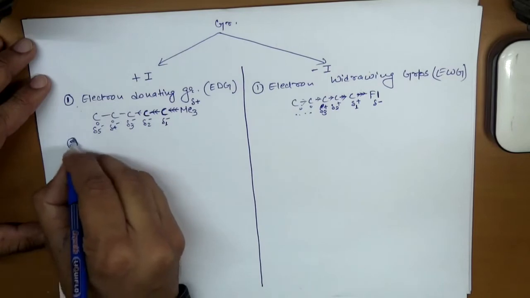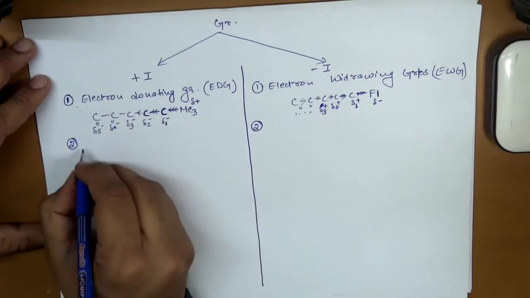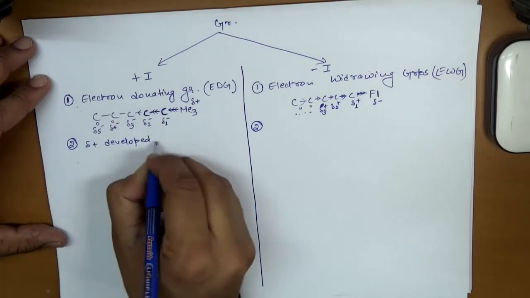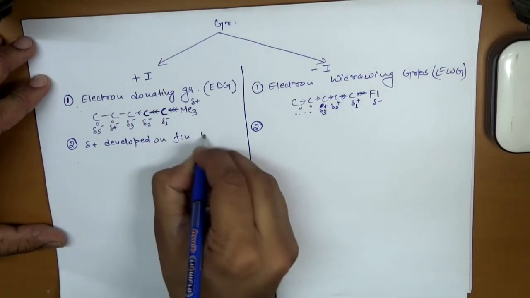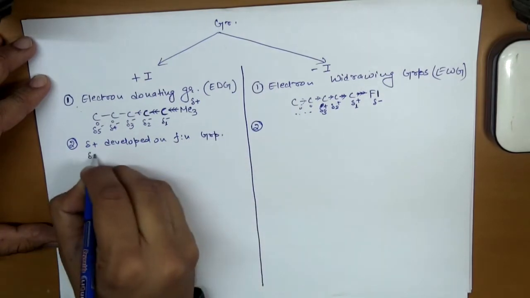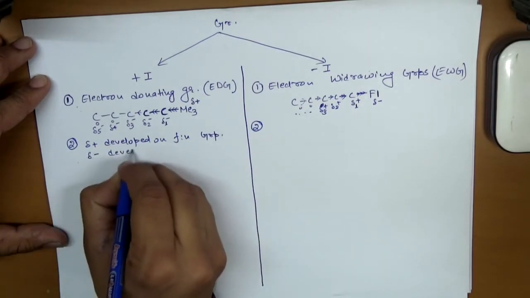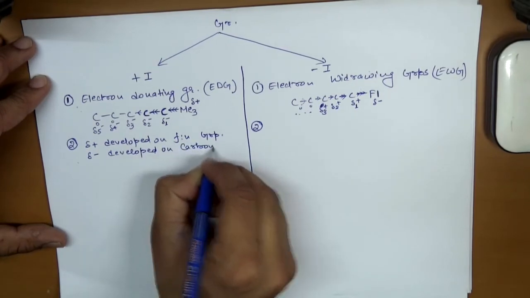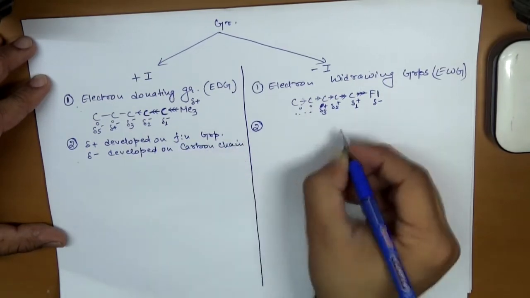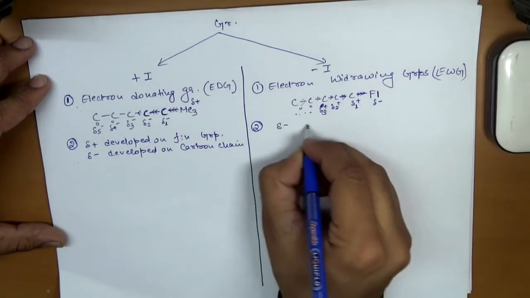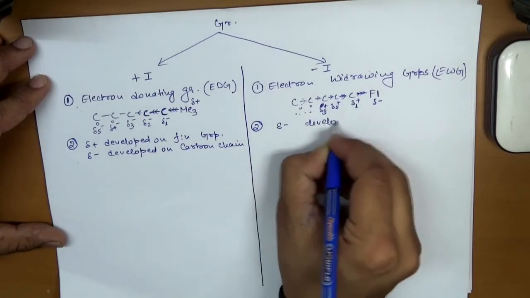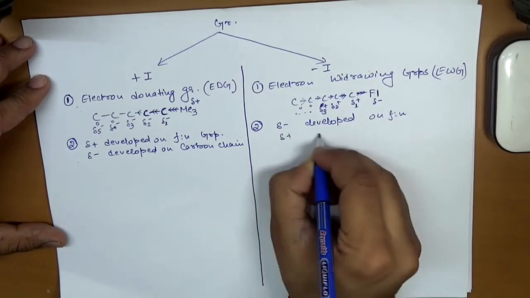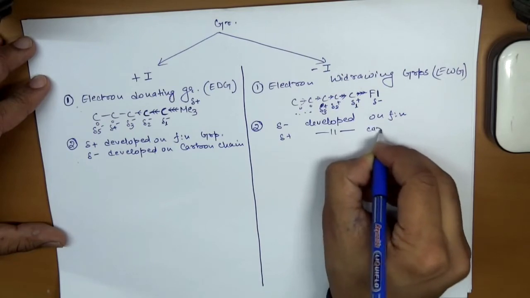So the second difference between both of them is that delta plus is developed on the functional group and delta minus is developed on the carbon chain. Whereas in this one, delta negative is developed on the functional group, whereas delta positive is developed on the carbon chain.